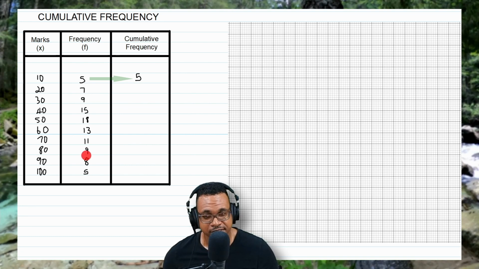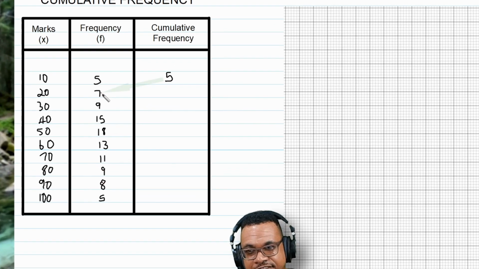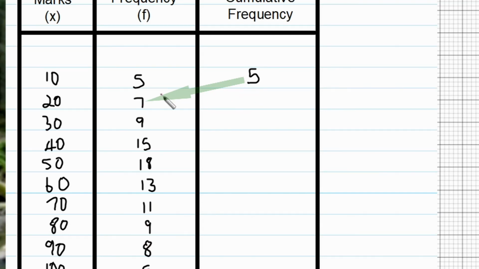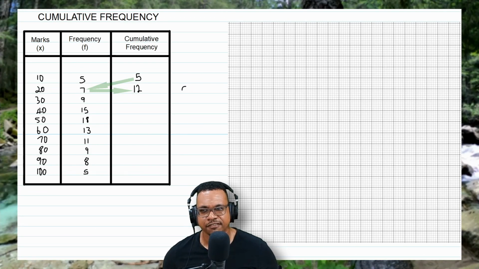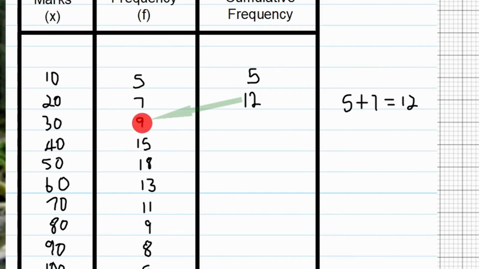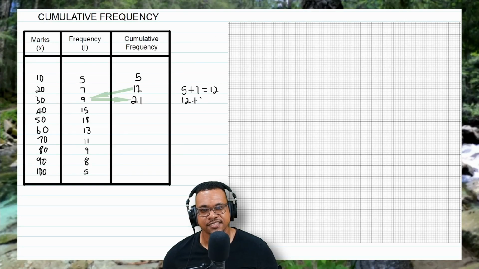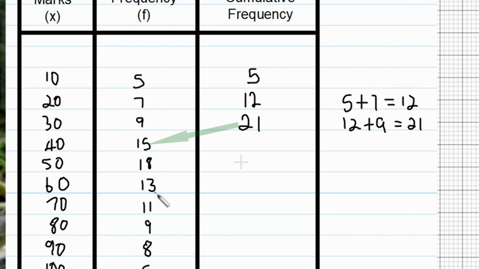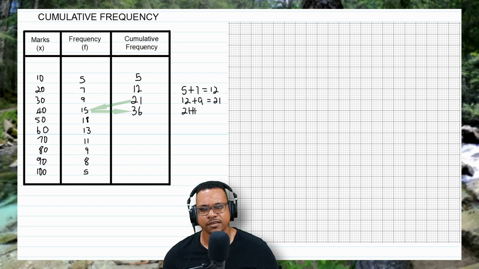So now we're going to add up the frequencies in this order. We're going to have 5 plus 7. I'm going to write the answer here, which is 12. I'm just going to write on the outside here that we have 5 plus 7 was equal to 12. So you can clearly see how we got that 12. Then we're going to say 12 plus 9, and that's 21. So I'm going to write out here 12 plus 9 is equal to 21. Then we're going to have 21 plus 15, and that's 36. So I'm just going to write here 21 plus 15 is equal to 36.